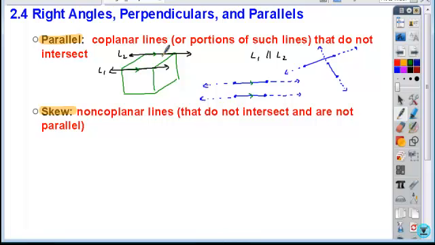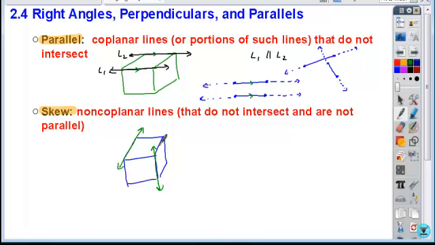Now, in contrast to that, skew means that these lines are not on the same plane and they do not intersect. Now, it's kind of a redundant concept. That's why I put it in parentheses here. But if you have two lines that are non-coplanar, there's no way that those can intersect. So if I have this line here and this line here in that three-dimensional box representation, those lines are never going to intersect one another. And those would be an example of skew lines.